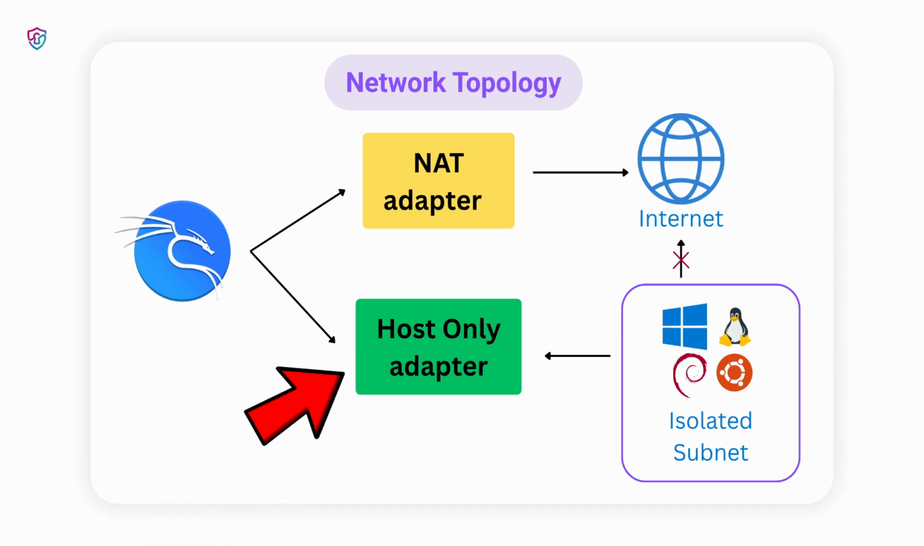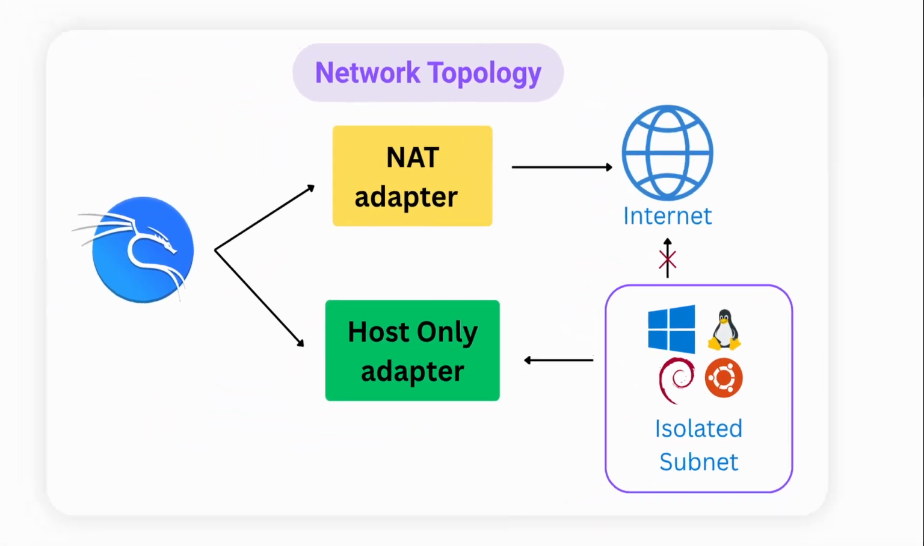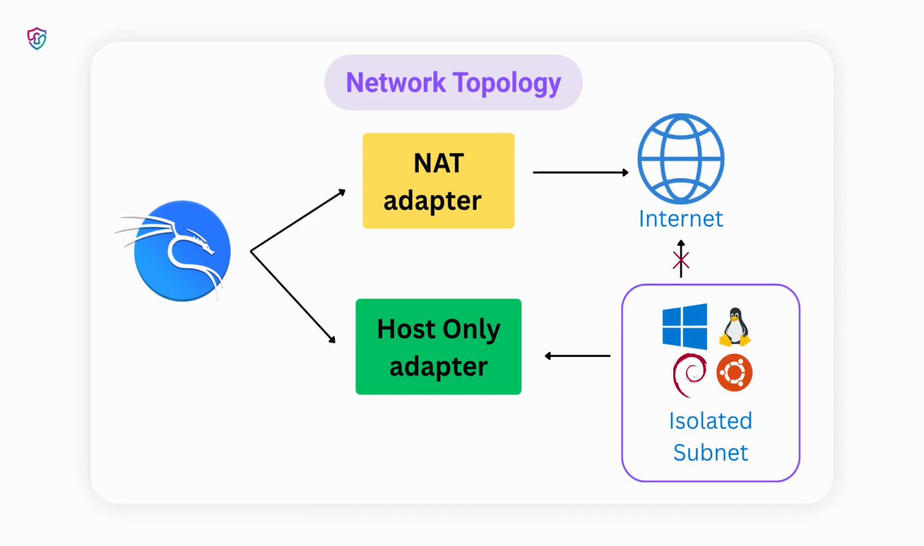Next up is the host-only adapter that we just created. This is the heart of the dojo. It creates a completely isolated subnet that only exists inside your computer. When we set our vulnerable targets or our vulnerable virtual machines to host-only mode, they will be able to talk to each other and to our Kali machine. But as you can see by the red cross over here, they have zero access to the home Wi-Fi or the internet. That means you can throw the nastiest exploits at your targets in the dojo without any of that traffic ever touching your actual home Wi-Fi or your router.